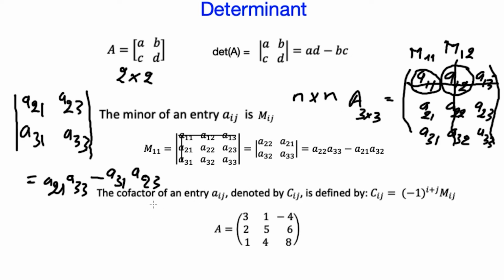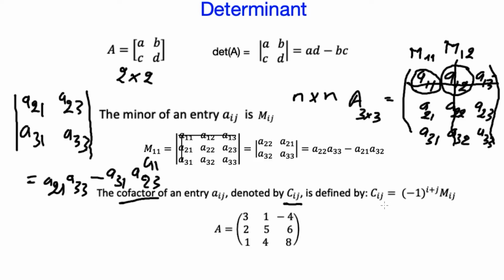We also need to compute the cofactor of each entry of this matrix. The cofactor, denoted by the notation Cij, for example C11, is defined by this formula: Cij equals (-1) to the power of i plus j times Mij. So it equals Mij when i plus j is an even number, for example a multiple of 2. However, if it is an odd number, it will be the negative of Mij.